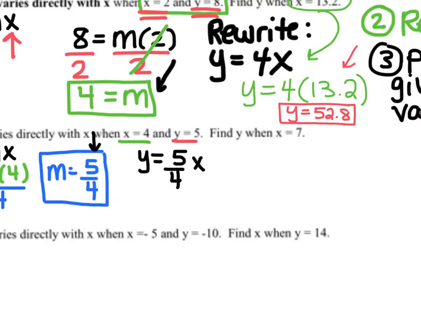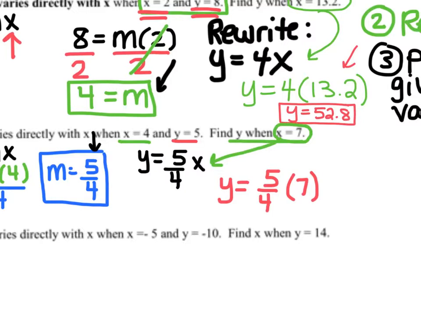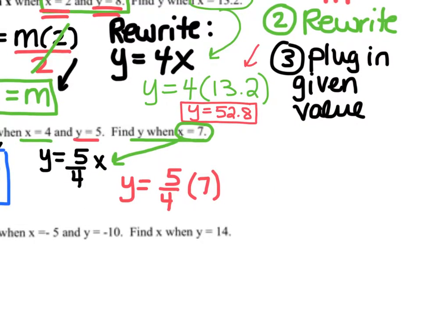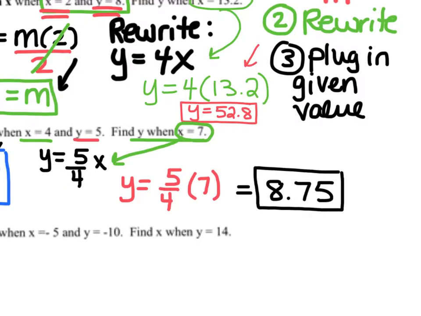And now, last step, find y when x is 7. So we're plugging in x equals 7. So y equals 5 over 4 times 7. Now you could do this in your calculator, or you can just multiply times 7 over 1, which is 35 over 4, or 8.75. I would probably just use a calculator. And it's okay to get a decimal answer.